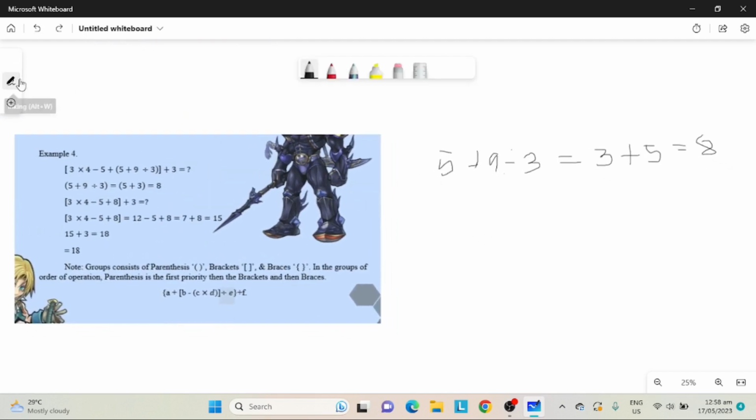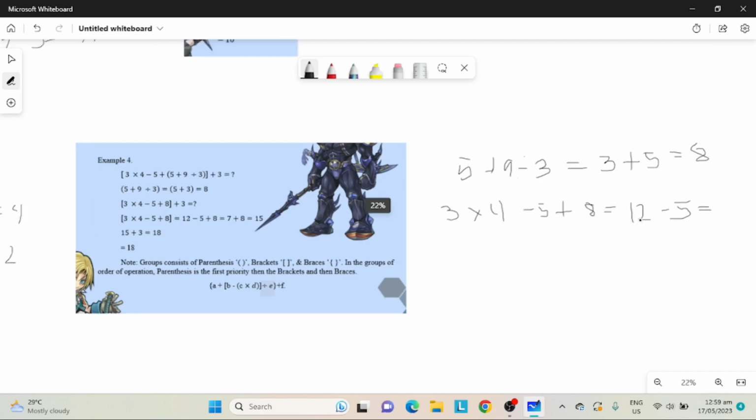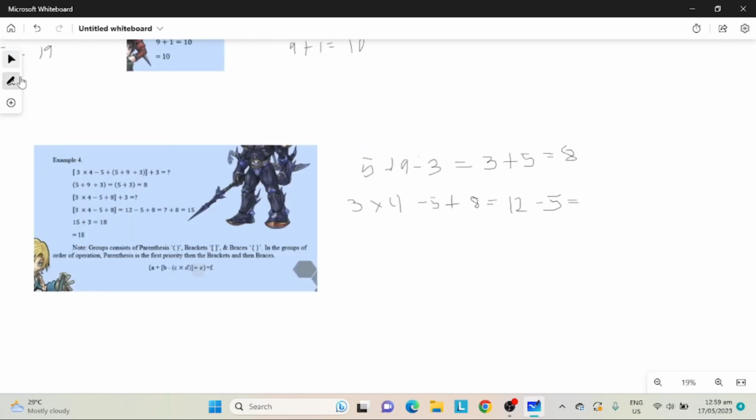And after that, we need to do everything inside the bracket, which is to copy the given in the bracket, and then bring down the answer to your parentheses, which is 8. So after that, we need to do the operation, which is 3 times 4 is equal to 12, and minus 5 is equal to 7. Then 7 plus 8 is equal to 15. Then do the last operation, which is plus 3, equal to 18.